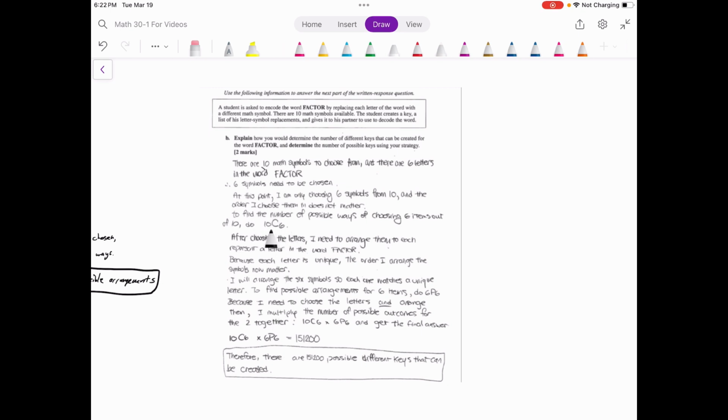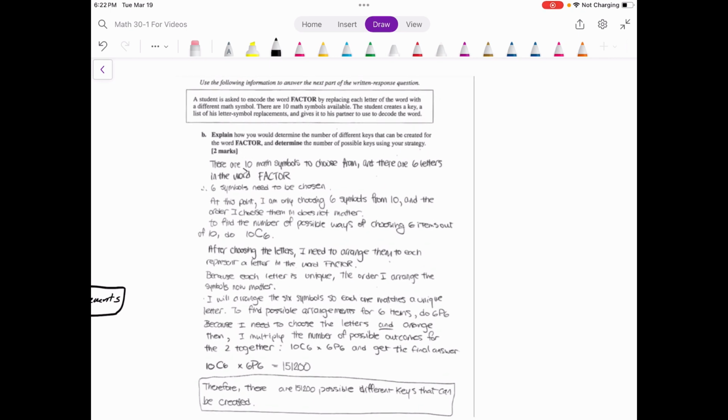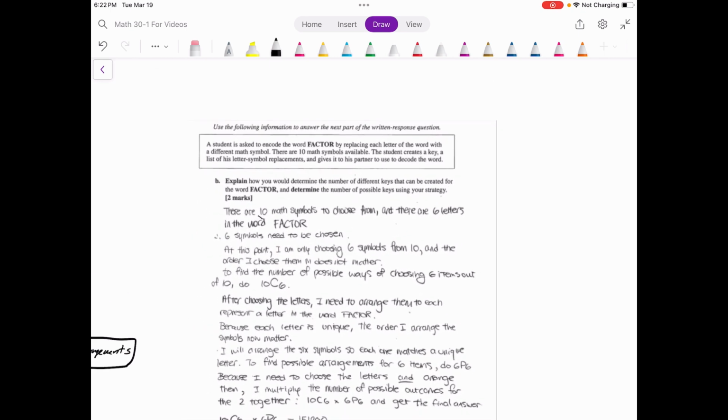Well, now that we've done combinations, let's revisit it and see how there are multiple approaches you can take and how their approach actually makes a ton of sense here. So a student is asked to encode the word factor, just reminding ourselves of what this question was, by replacing each letter of the word with a different math symbol. There are 10 math symbols available. The student creates a key, a list of his letter symbol replacements, and gives it to his partner.